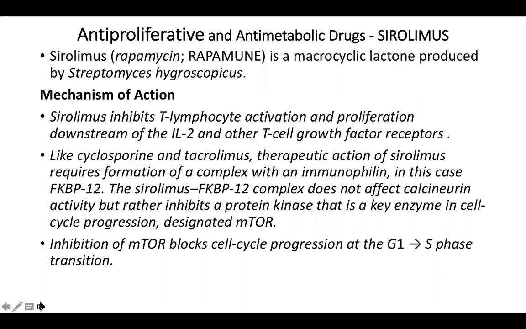Like cyclosporin and tacrolimus, the therapeutic activity of sirolimus requires formation of a complex with an immunophilin, and in this case, the immunophilin is FKBP12. This sirolimus-FKBP12 complex does not affect calcineurin activity but inhibits the protein kinase that is a key enzyme in cell cycle progression, designated as MTOR. Inhibition of MTOR blocks cell cycle progression at the G1 to S phase transition.